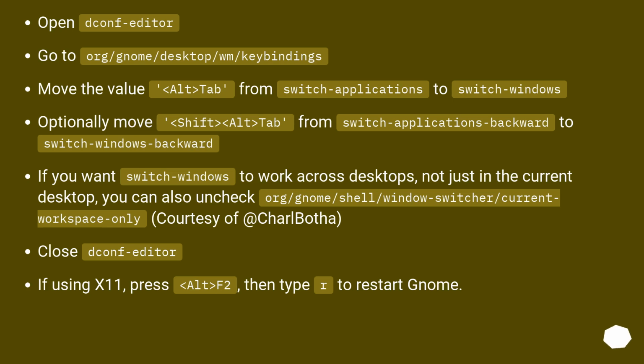Open Conf Editor. Go to the keybindings setting under the window manager. Move the value Alt+Tab from switch applications to switch windows. Optionally move Shift+Alt+Tab from switch applications backward to switch windows backward. If you want switch windows to work across desktops, not just in the current desktop, you can also uncheck the current-workspace-only option, courtesy of HRBata.